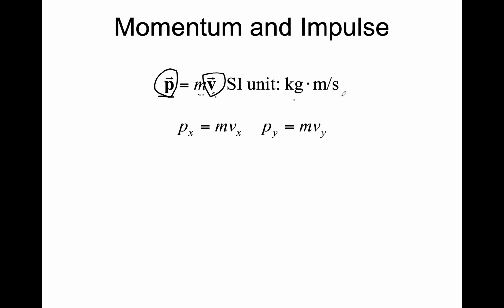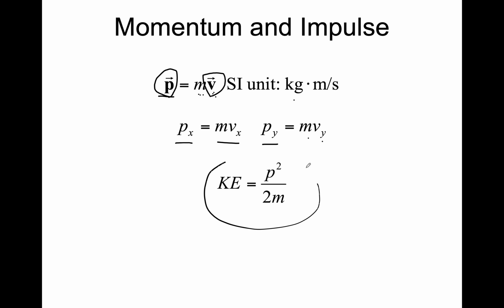Now since momentum, just like velocity, is a vector, it has components. So if we have something moving in two dimensions, it will have a component in the x direction: Px equals mass times velocity in the x direction. Py equals mass times velocity in the y direction.